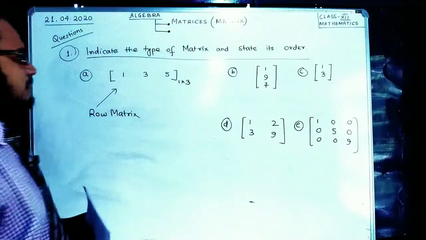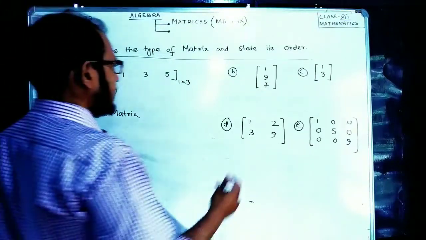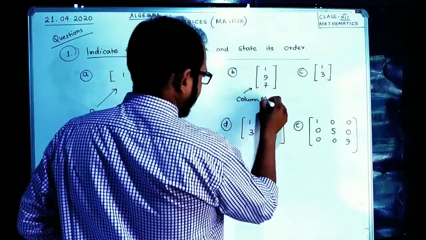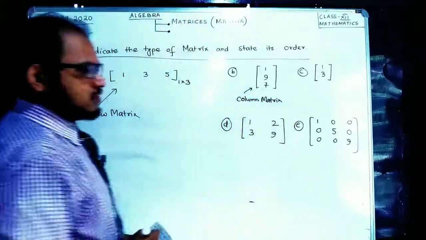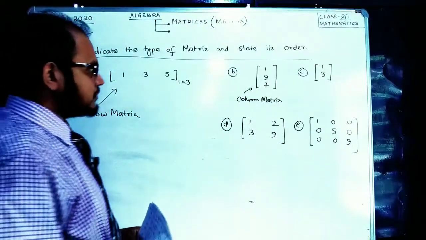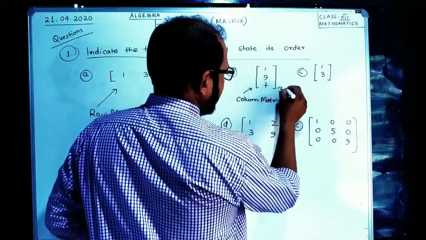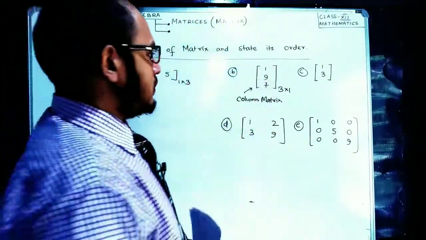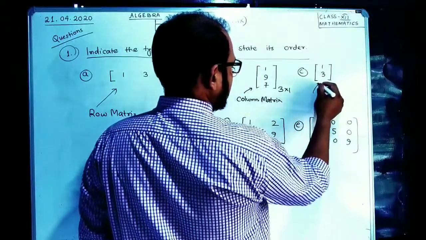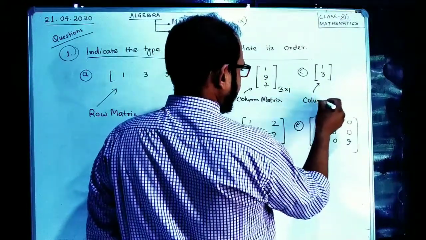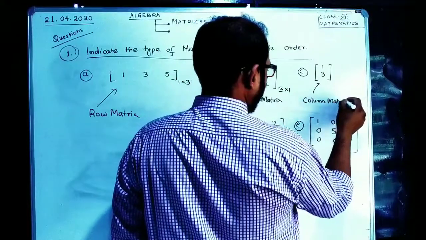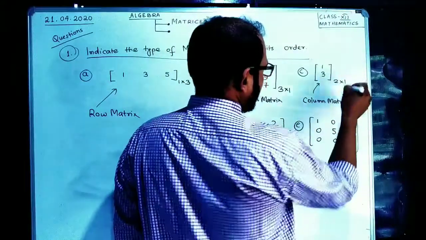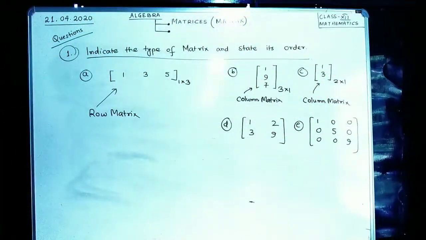What is the type of matrix? This is a column matrix. What is its order? Can you guess the order of this matrix? This is a 3 by 1 matrix because it has 3 rows and 1 column. Go to question number C. This is again a column matrix. What is its order? It is a 2 by 1 matrix. Go to question number D.